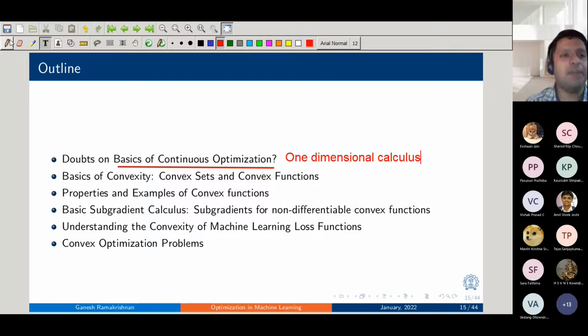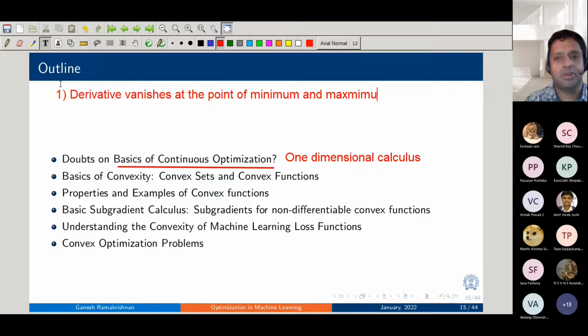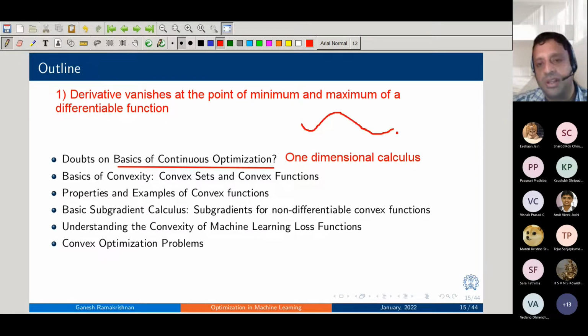Would you like to recap some of these? What all do you know from basics of continuous optimization? Let's just list them down. I said, for example, the derivative vanishes at the point of minimum and maximum of a differentiable function. You all know this? So if you have a function increasing and decreasing, the derivative is supposed to vanish at these points.